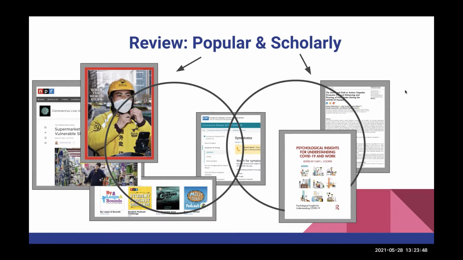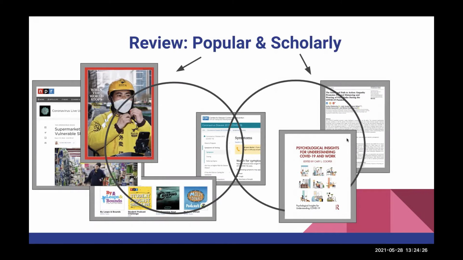Now, if we pop over to our scholarly sources on the right, I have 2 examples here. The first one is a snapshot of a cover of a scholarly article called The Emotional Path to Action: Empathy promotes physical distancing and wearing of face masks during the COVID-19 pandemic. And then here in the foreground, we have Psychological Insights for Understanding COVID-19 and Work. This is actually a book cover, an academic book. So these are just two of the most common types of scholarly sources. Later, we will focus on the scholarly articles, but it's worth thinking about both of these.